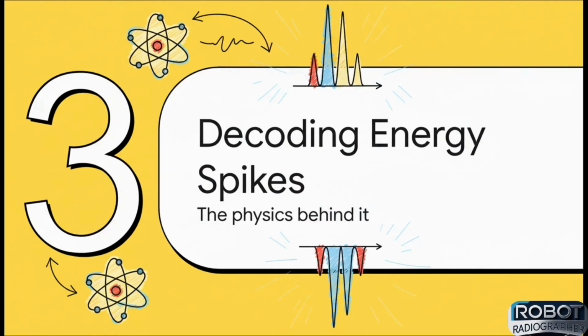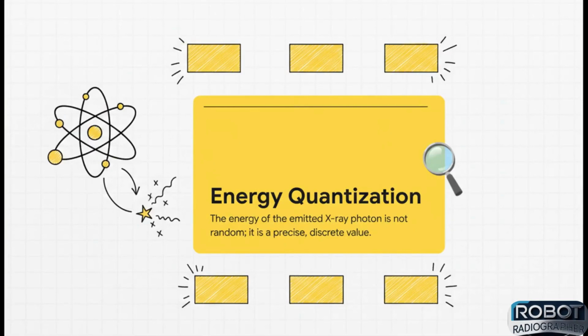Okay, so we've got this wild atomic drama with electrons jumping all over the place. But how in the world does that connect back to those sharp energy spikes we saw at the very beginning? Let's decode it. Well, when that outer electron falls into the inner shell, it has to release all that extra energy. And here's the absolute key to everything. The amount of energy it releases isn't random at all. It's quantized. That's a fancy way of saying it comes out as a single particle of light, an X-ray photon with a very, very precise and predictable energy value.